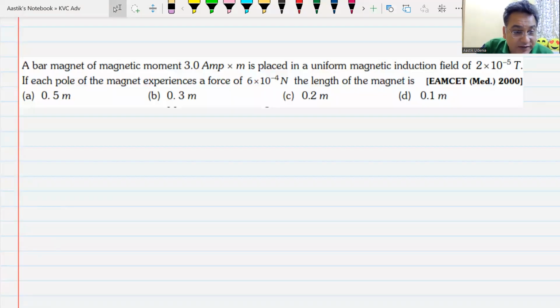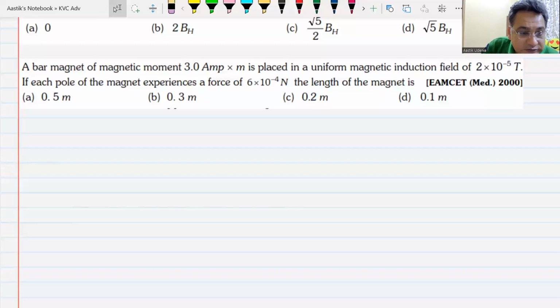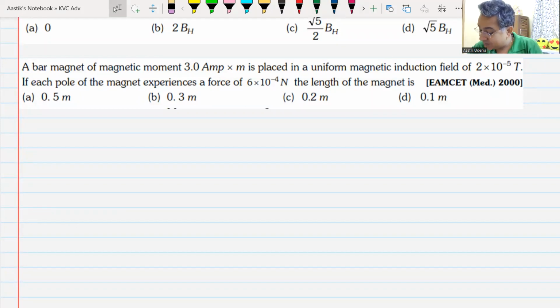A bar magnet of magnetic moment m is placed in a uniform magnetic field. If each pole of the magnet experiences the force given here, what is the length of the magnet, my dear friends? So how are you supposed to do this? The magnetic dipole moment is given, and the force on one of the poles of the bar magnet is given. Force is m into B, my dear friends, m into B.